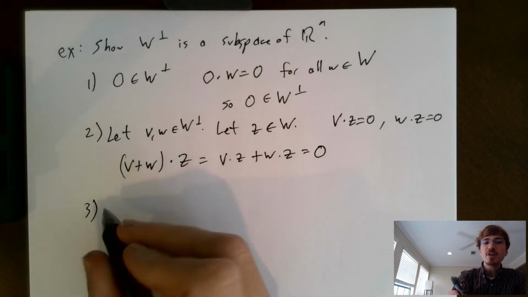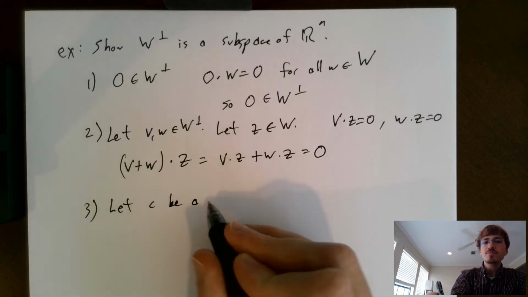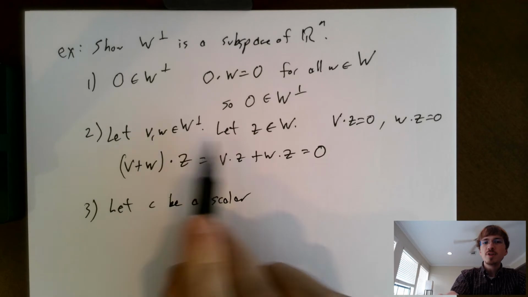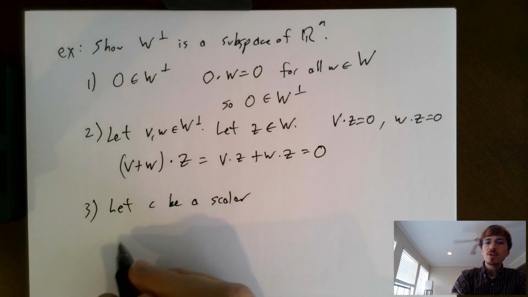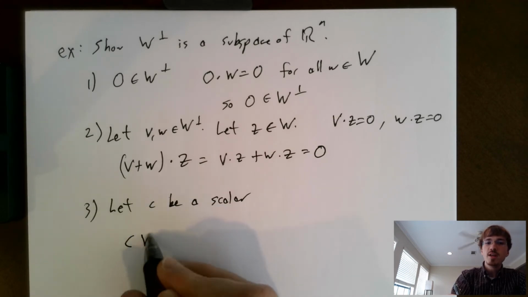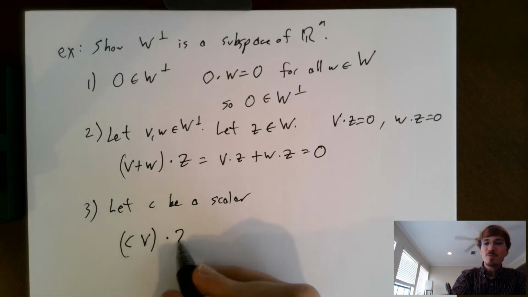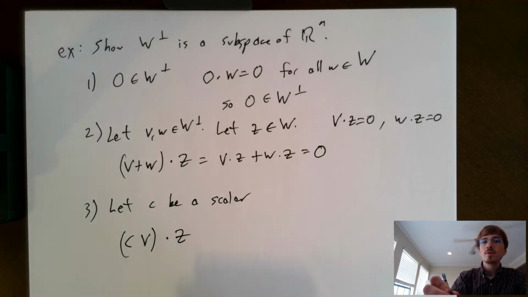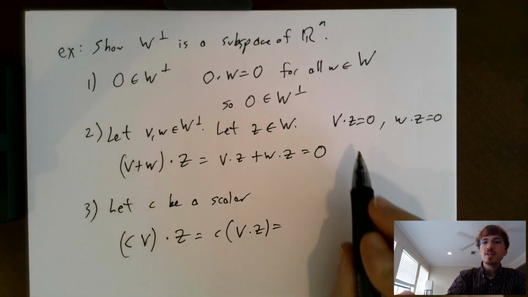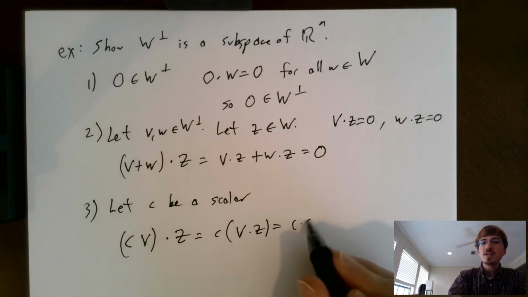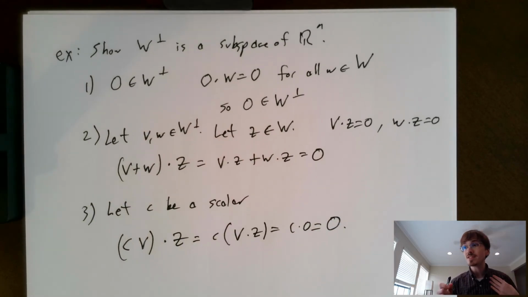Closure under scalar multiplication follows similarly. Let's let C be a scalar. And we'll pick V and Z that we've already used. We know that V dot Z is equal to 0. We really want to see, though, haha, funny pun, if C times V is in W perp. So what do we do? We take C times V and we dot it with Z. Well, we can pull out scalar multiplications in the dot product. V dot Z is 0 because V is in W perp. So we have C times the number 0, which is 0. So we have closure under scalar multiplication. So this is a subspace. Yeah?